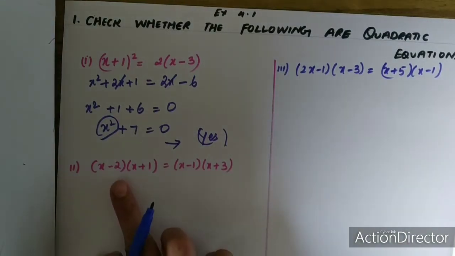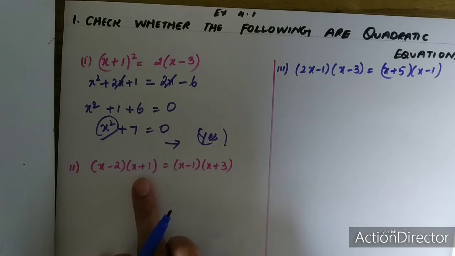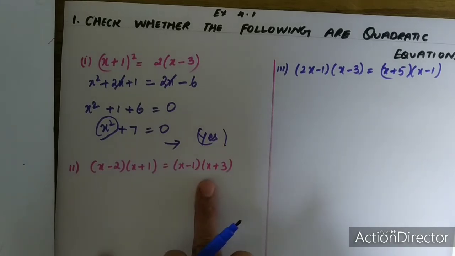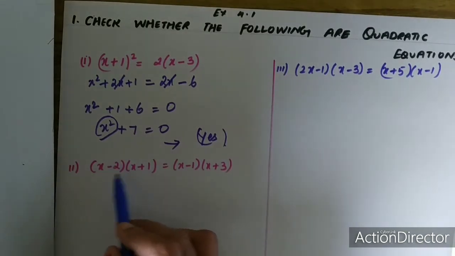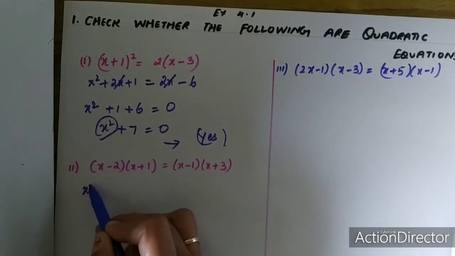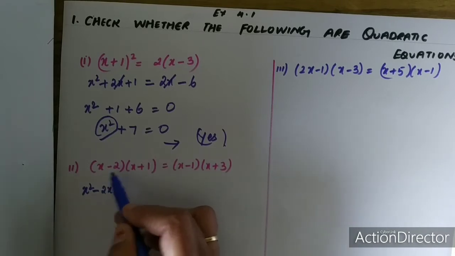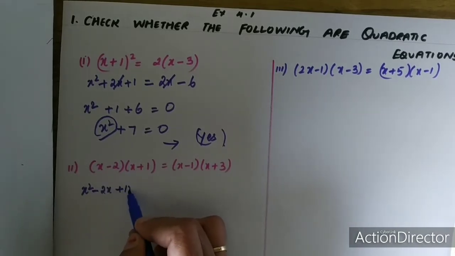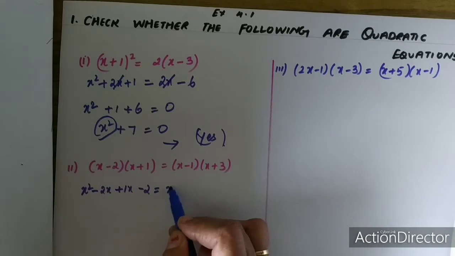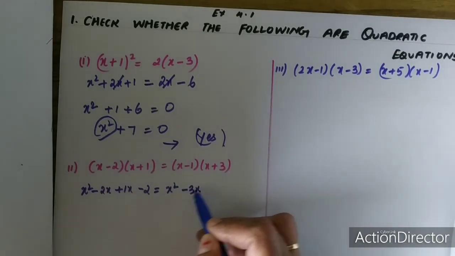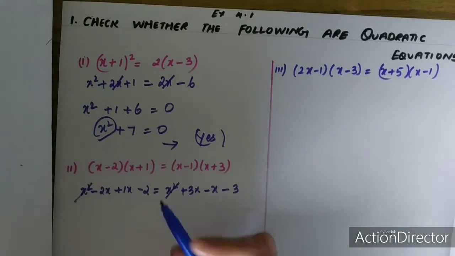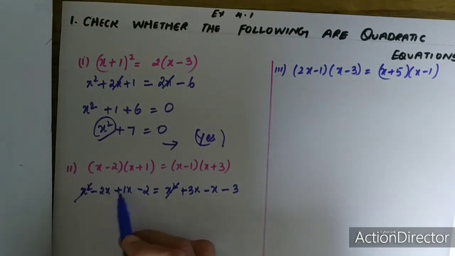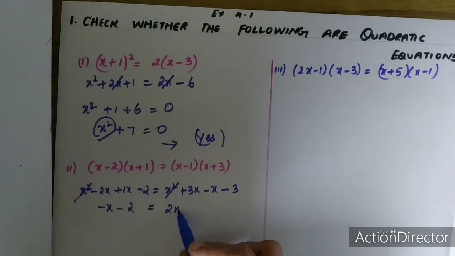Now moving on to the second question. x minus 2 into x plus 1 is equal to x minus 1 into x plus 3. Here also you have to simplify first. So let me multiply this. x into x is x square minus 2x plus 1x minus 2 is equal to x square minus 3x plus 3x minus x minus 3. This x square and x square will get cancelled on both the sides. So minus 2x plus 1x is minus x, minus 2 is equal to 2x minus 3.